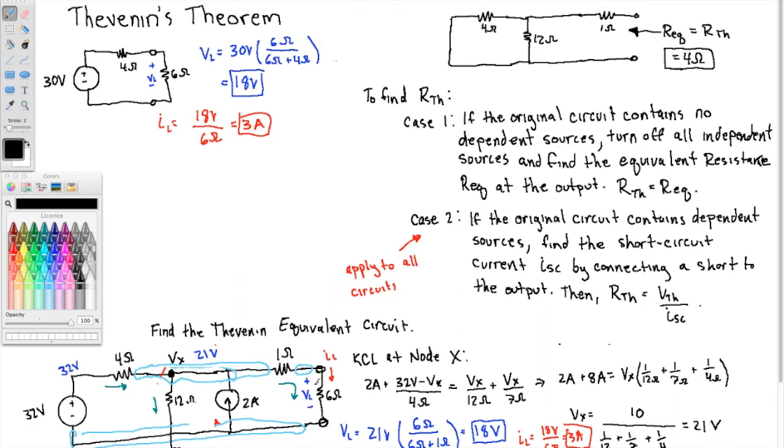Alright, well, let's look at another example from case 1. Remember, case 1 is when the circuit contains no dependent sources. So we'll do one more example from case 1.